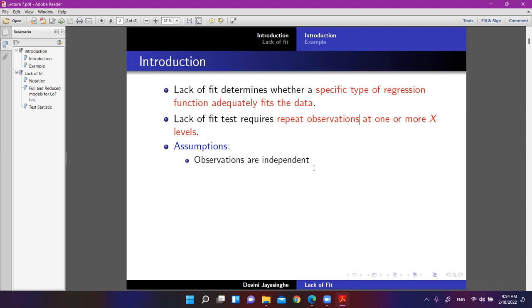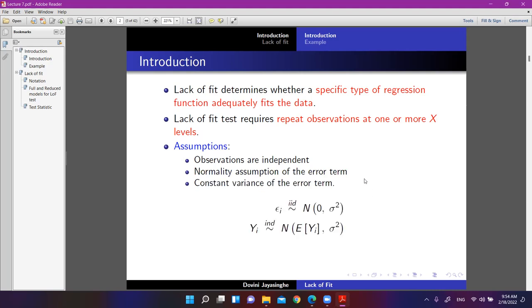We assume that the observations are independent, normality of the error term, and constant variance of the error. So basically all the assumptions that we had in normal error regression apply here, right? The only difference is, actually it's not a difference, it's how the data occur. For a given X level, you have multiple Y values observations, so lack of fit may occur. So a lack of fit test is required if we come across instances like that.